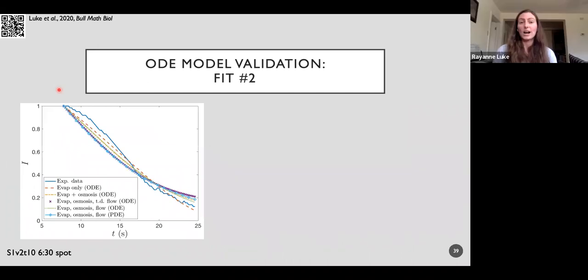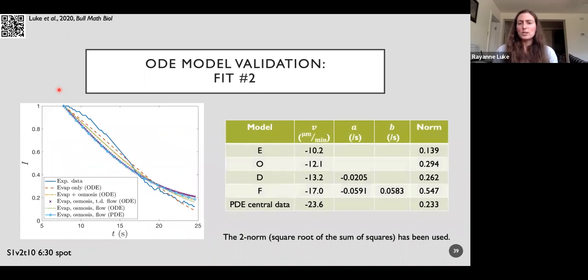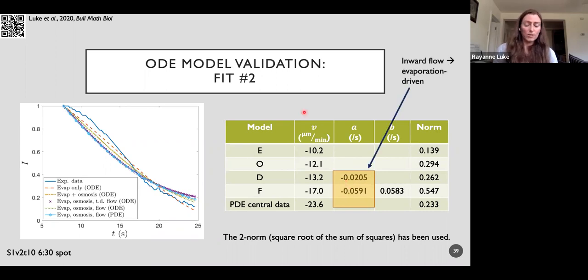Okay, so this is one that is in contrast to the one we just saw. So we fit with a reduced number of models here. And just by the norm, we see that the best model is one that is purely evaporation. There is no flow and there is no osmosis. If we look at the models with flow, they have negative flow rates. So this is suggestive of inward flow. And so this is characteristic of evaporation-driven flow. We have a relatively significant evaporation rate, and if you included flow, it would be inward.